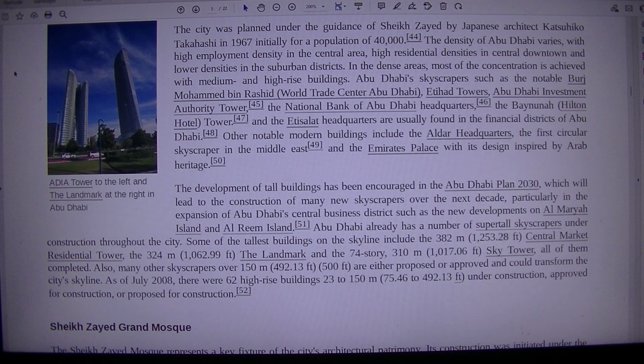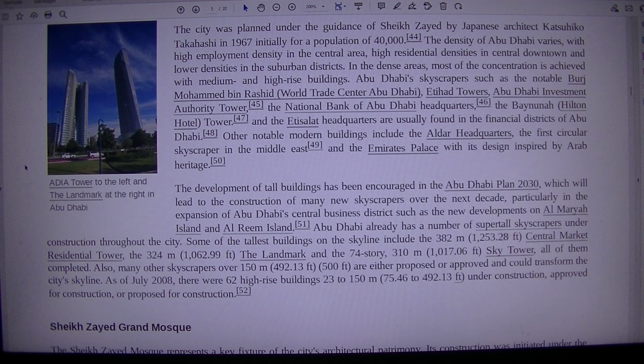The Baynunah Hilton Hotel Tower and the Etisalat headquarters are usually found in the financial districts of Abu Dhabi. Other notable modern buildings include the Aldar headquarters, the first circular skyscraper in the Middle East, and the Emirates Palace with its design inspired by Arab heritage.